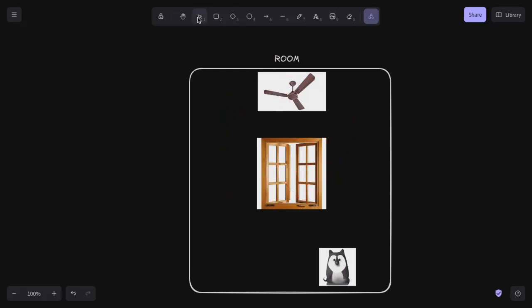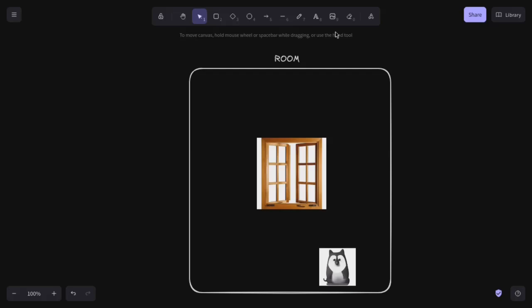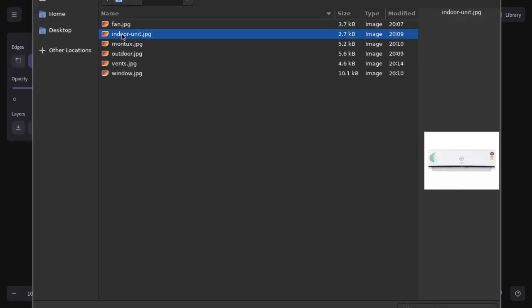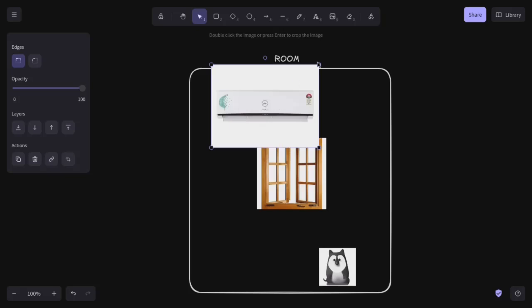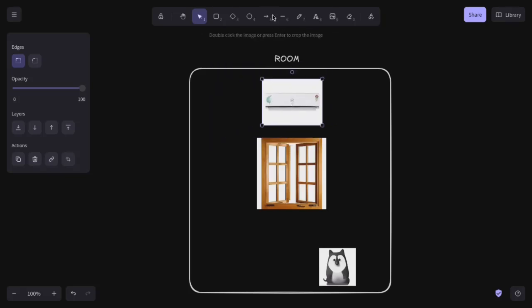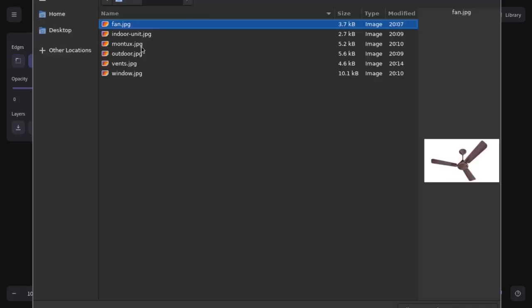So when we have an air conditioner in the room, we have two units of an air conditioner: an indoor unit and an outdoor unit.